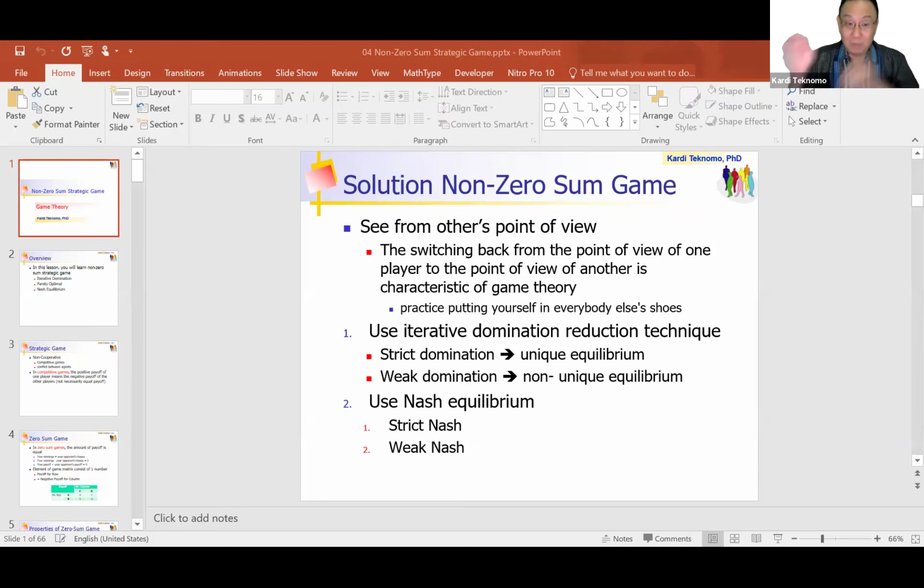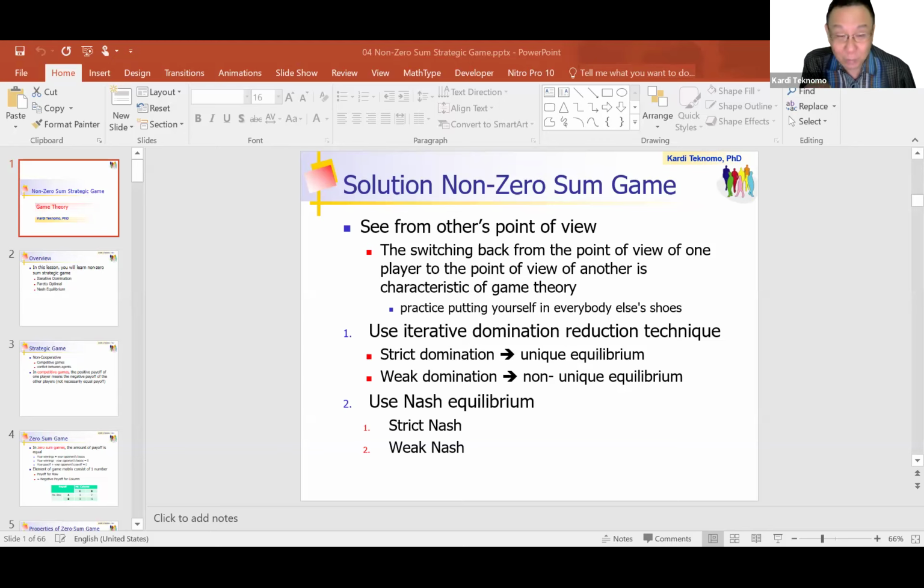Okay, so we will use two techniques. First is called iterative domination. This is the same as earlier, so we reduce the size of the game matrix. Or we can also use Nash equilibrium.